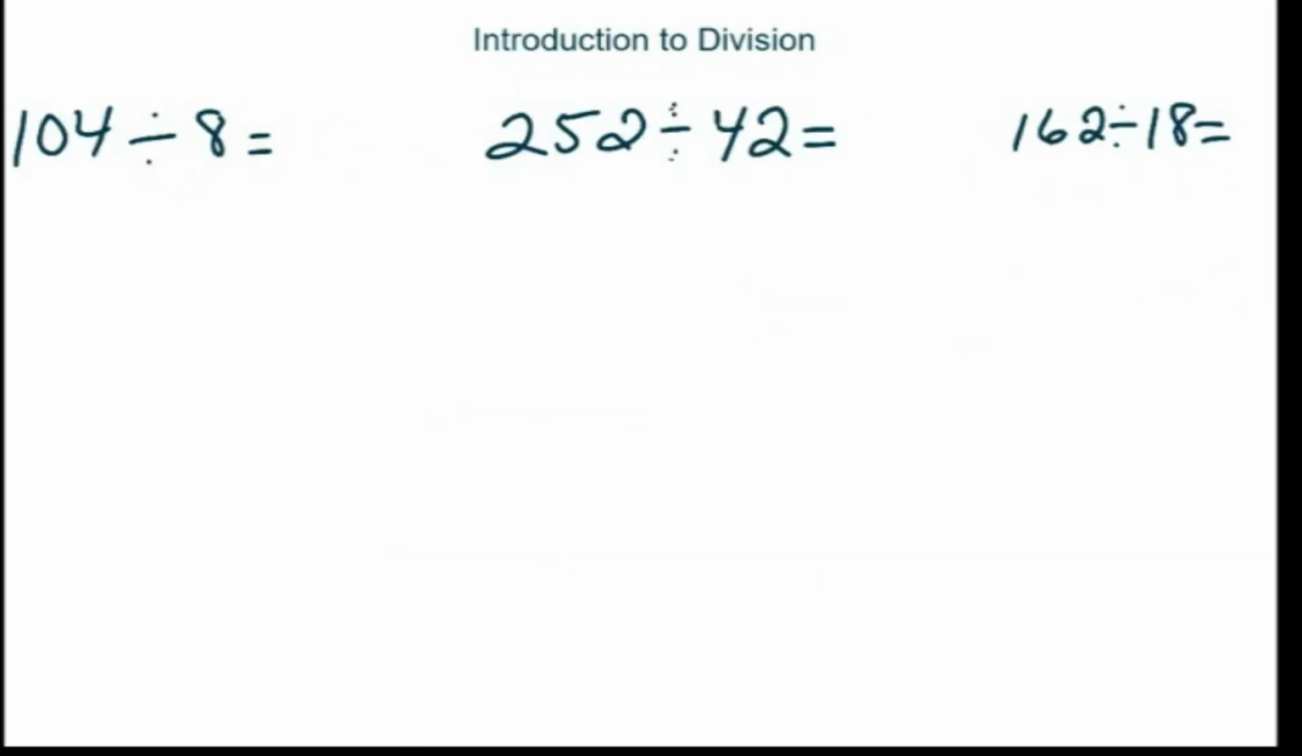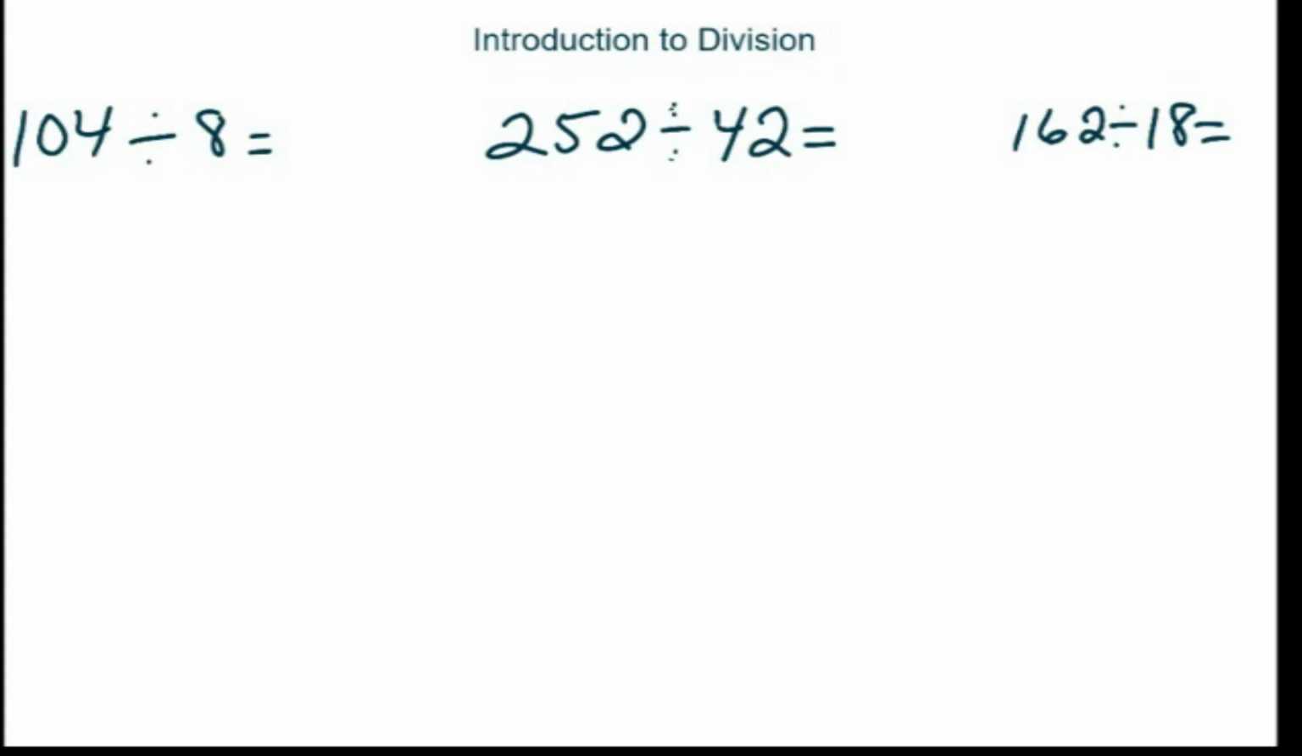Solving division problems using the multiplication method. Our first example is 104 divided by 8. 104 is a big number, and the best way to divide into a big number is to use the multiplication method. The multiplication method starts out by taking an educated guess. That's right, an educated guess.